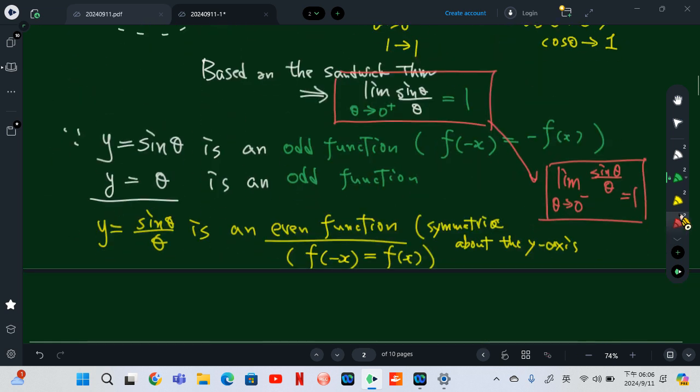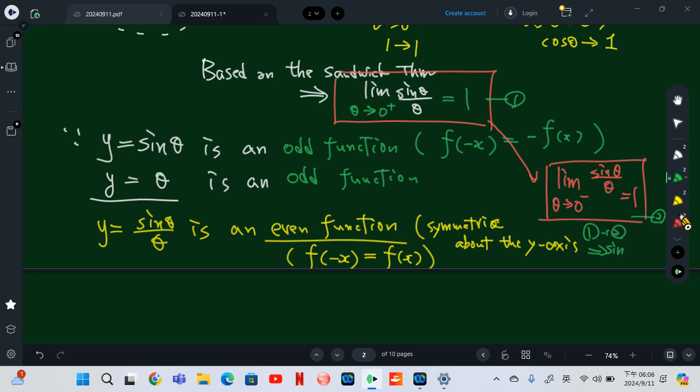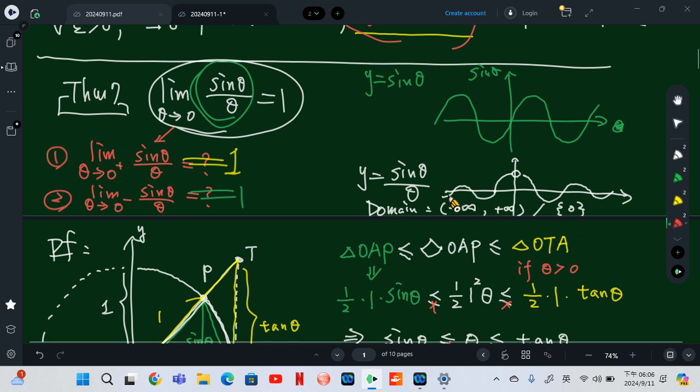So based on this, 1 and 2, 1 plus 2, we can conclude that when we calculate the limit of sine theta over theta as theta approaches 0, it will be 1. Actually, the figure is just like this one.